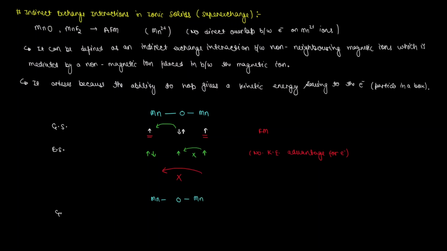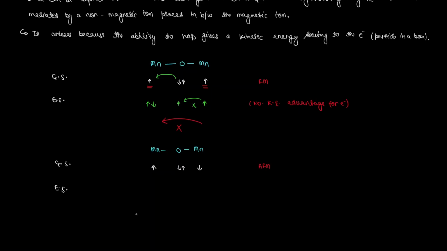Now let us see when the spins on the two ionic system are antiferromagnetically aligned in the ground state. So that in the excited state, this electron on each ion can delocalize in a way that the electron with down spin from this oxygen goes to this manganese, and this up spin electron from this oxygen goes to the other ion. So in this case, both manganese ions have up and down electrons, which do not violate Pauli's exclusion principle, which was earlier violated here. Therefore, there is a kinetic energy advantage for the electron when it is in the excited state.